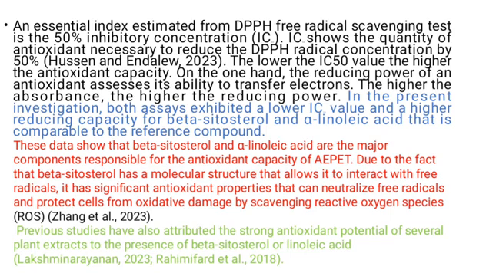So look at a typical example of discussion. It says an essential index estimated from the DPPH free radical scavenging test is the 50% inhibitory concentration. Inhibitory concentration, IC50, shows the quantity of antioxidants necessary to reduce the DPPH radical concentration by 50%. You state your source of reference. The lower the IC50 value, the higher the reducing power of an antioxidant.